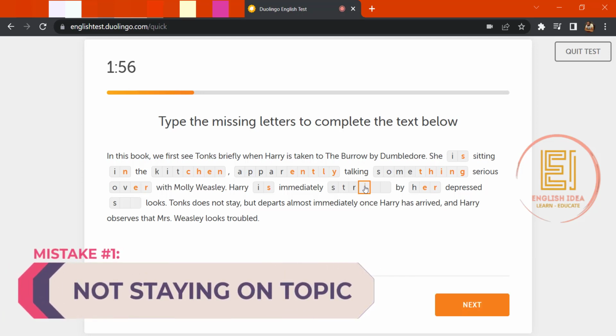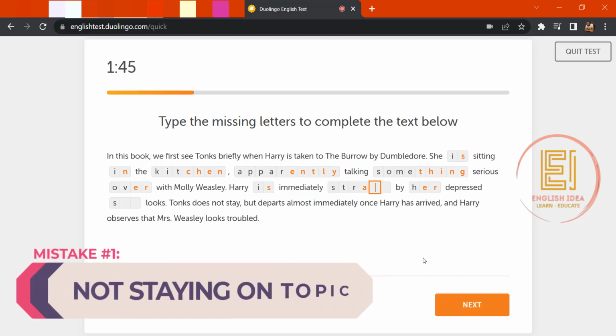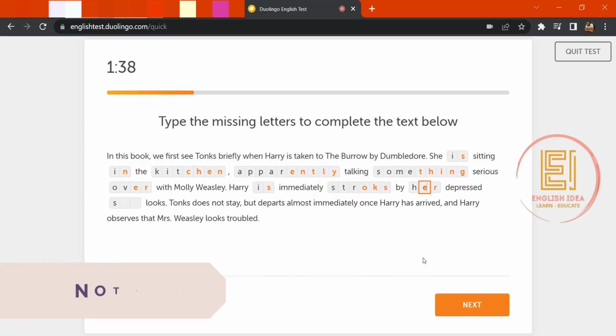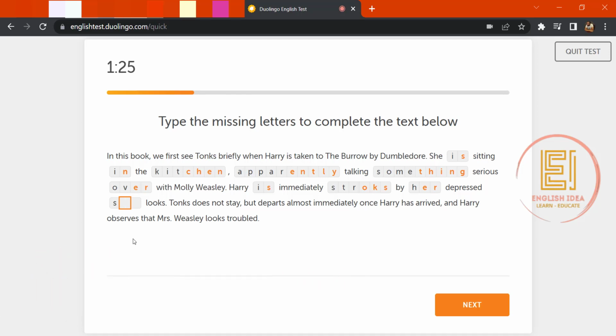Mistake number 1: getting out of topic. When you are given a topic to speak on, if you don't stay on the topic, you will end up getting an email stating your speaking was not related to the question. So the solution is, when you are speaking for a long time, you may end up going out of topic naturally. That's when you should take a U-turn and get back to the topic.